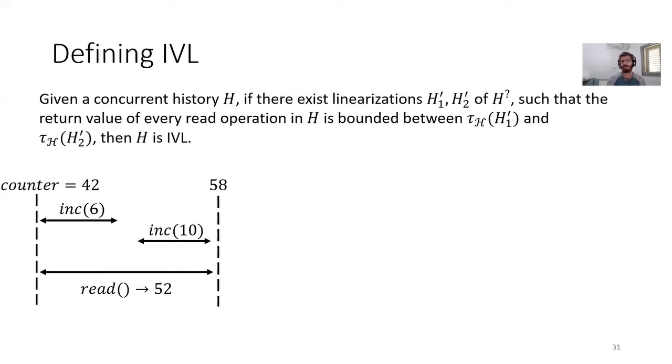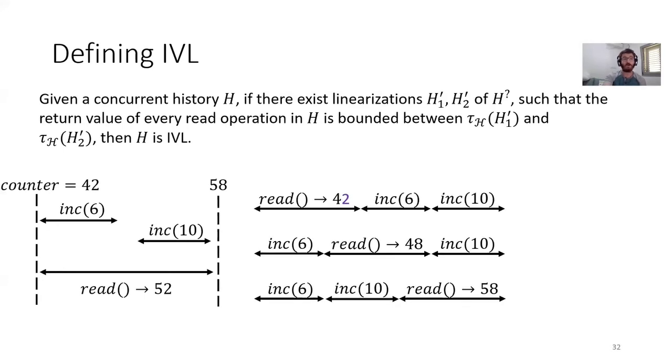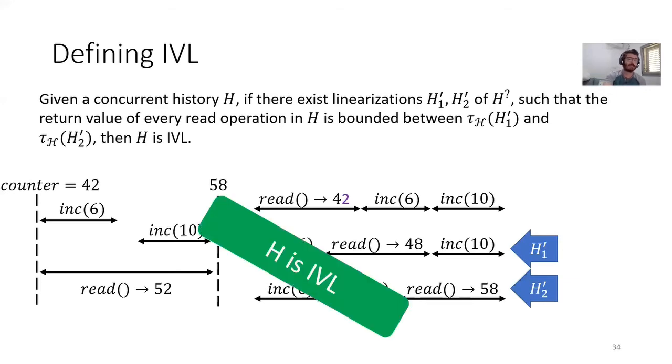Okay, well, let's see if our simple example is IVL or not. And the spoiler here is that it is. So let's first take a look at all the possible linearizations of the skeleton history after applying the operator tau. We now need to bound the original return value. The original return value is 52, so we can bound it by 48 and 58. Now that we've found two linearizations as required, we can now say that the concurrent history is indeed IVL.